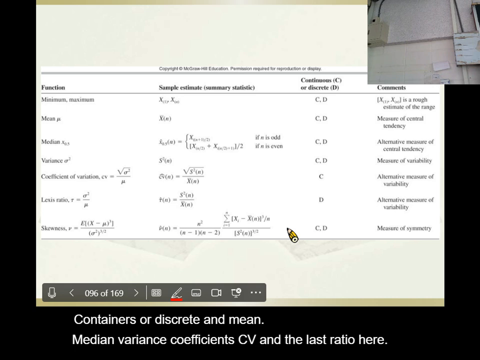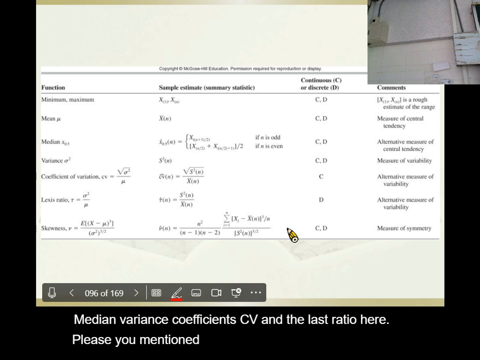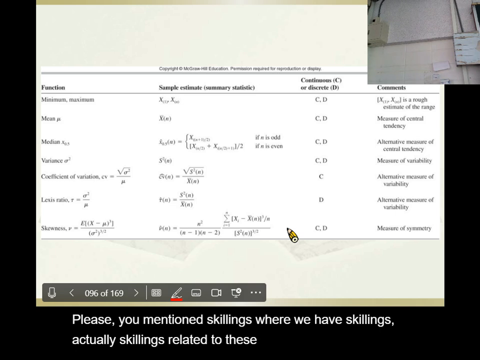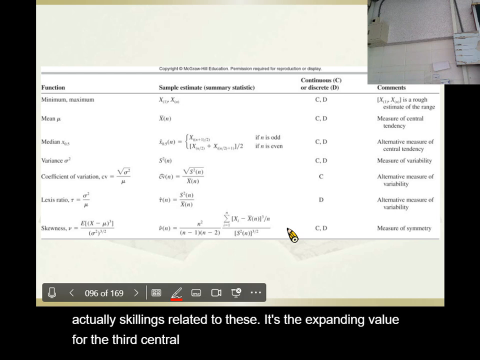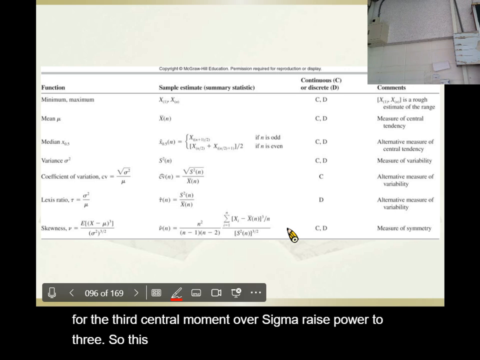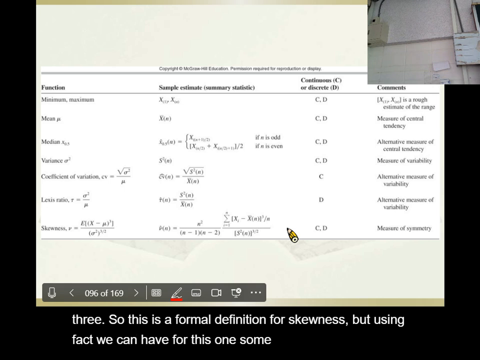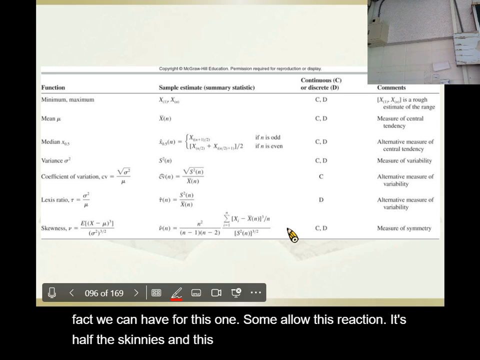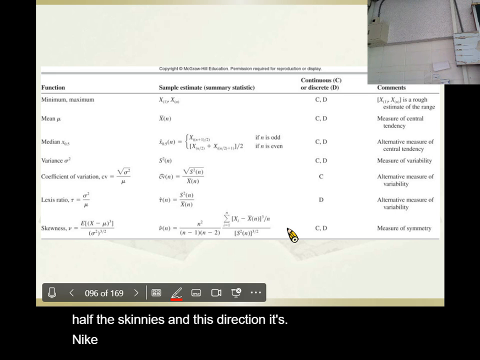Previously, we mentioned skewness. Skewness is related to this: it's the expected value of the third central moment over sigma raised to the power of 3. So this is the formal definition for skewness. But using the facts, we can have something like this direction, it's positive skewness. And this direction, it's negative skewness. Symmetric one is 0. All right.